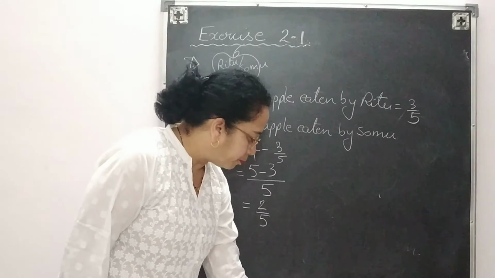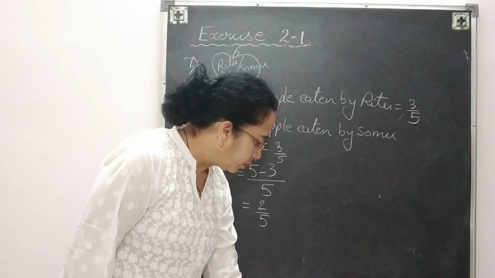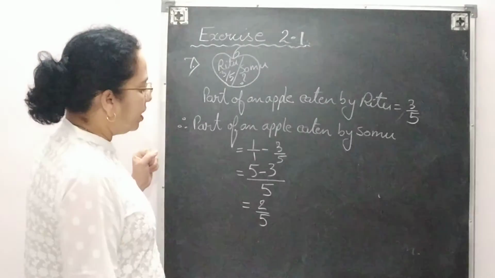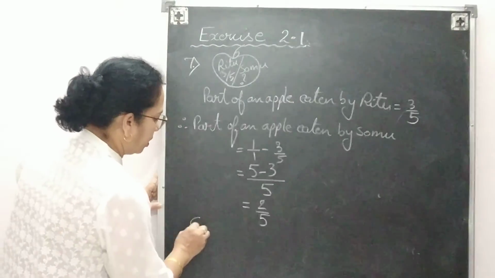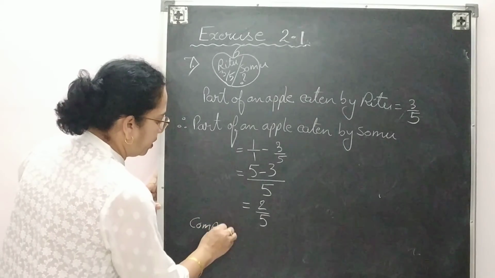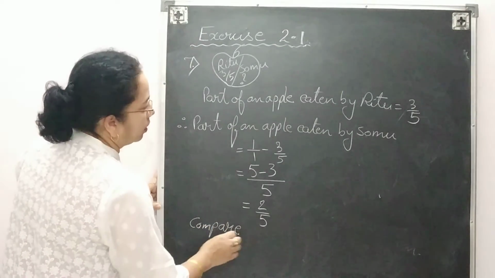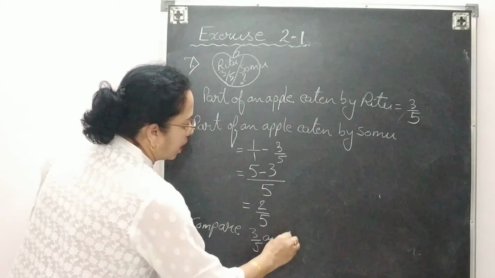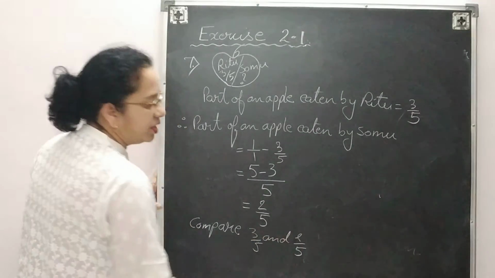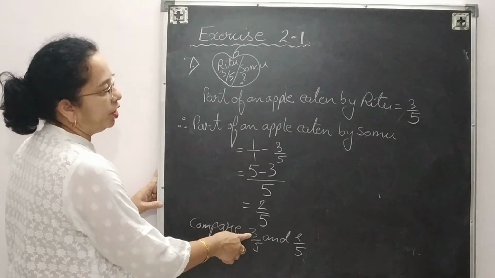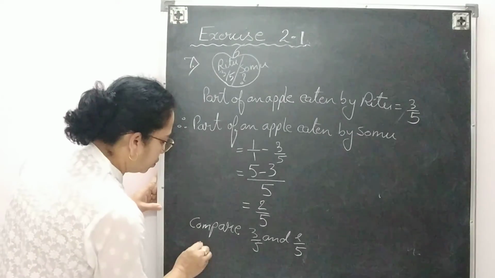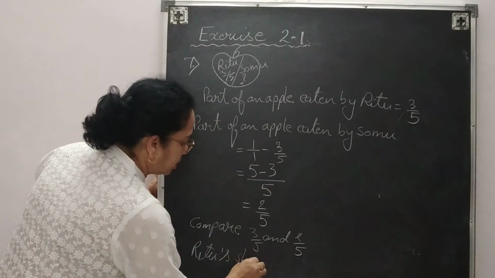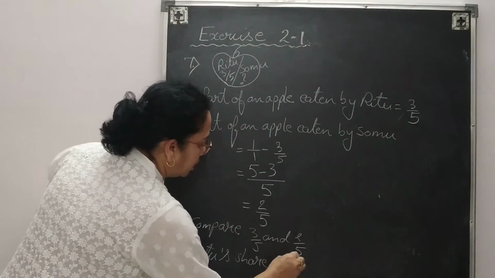What is the next thing? Who had the larger share? Who had the larger share means you need to compare. So now we will compare 3 upon 5 and 2 upon 5. See, these are like fractions. You can find out 3 is greater. It means Ritu. So Ritu's share is larger.